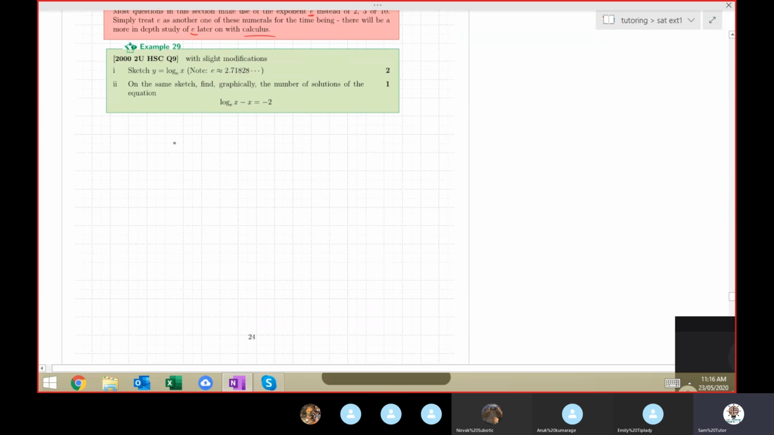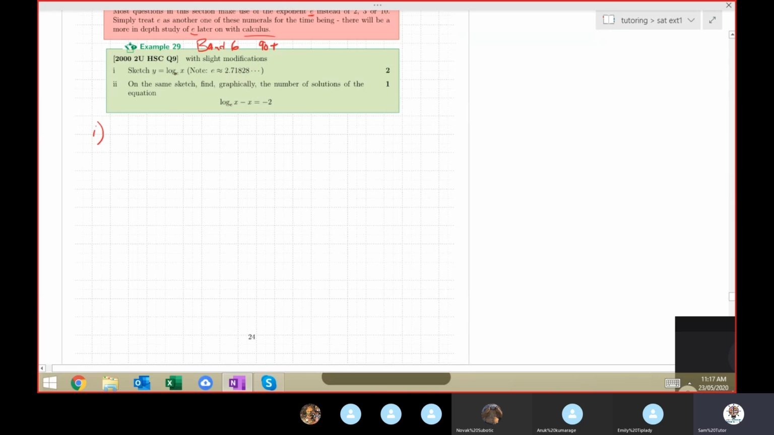All right, let's start. This was in the 2000 2-unit HSC. Question 9 is your second last question of the HSC. Second last question of the HSC means band 6 students, pretty much, 90 plus only. So the students who are under 90 should be able to answer and get full marks for this.